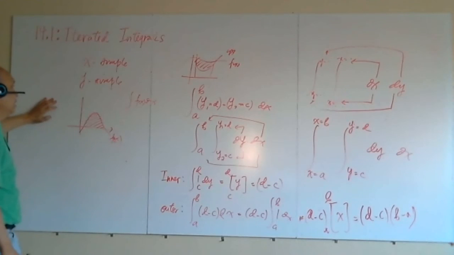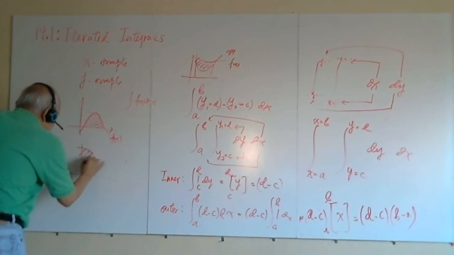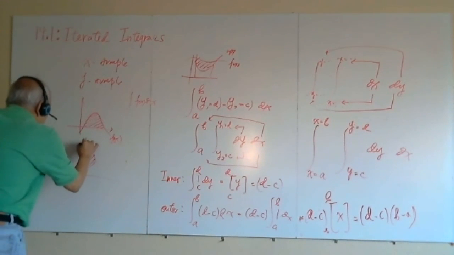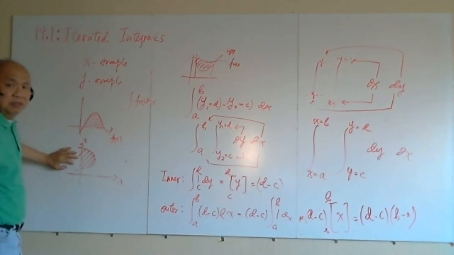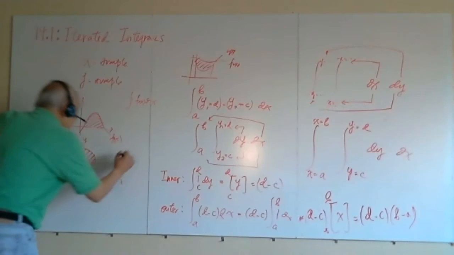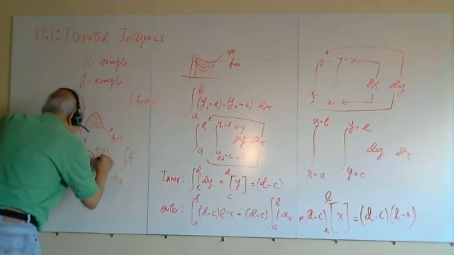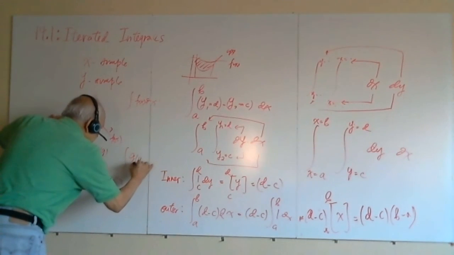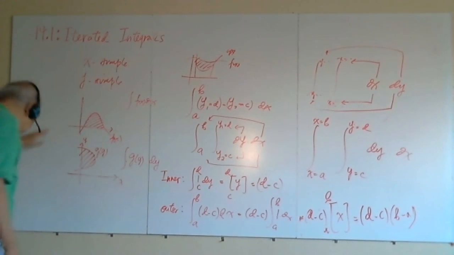On the other hand, let's say you have another weird looking graph like this, and you're supposed to find the shaded region inside here. This is what we call Y simple, because it is much easier if you integrate with respect to y. So this one is going to be, let's say, g(y), so the integral of g(y) dy. This is the case of Y simple.